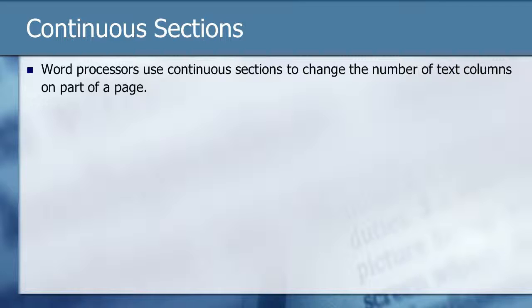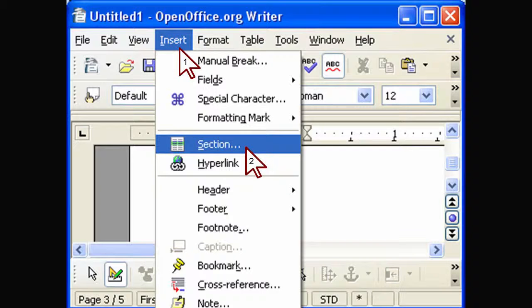Continuous sections differ from typical page sections in the sense that continuous sections are put all on one page. So word processors use continuous sections to change a number of columns, for example, on a part of a page, and it doesn't necessarily start a new page or end a page. In OpenOffice, we can just click on Insert and then Section.